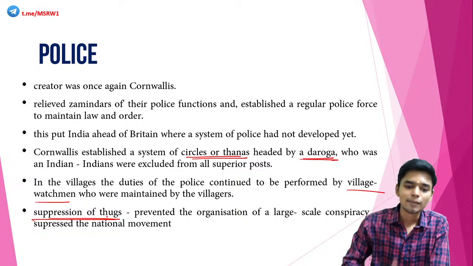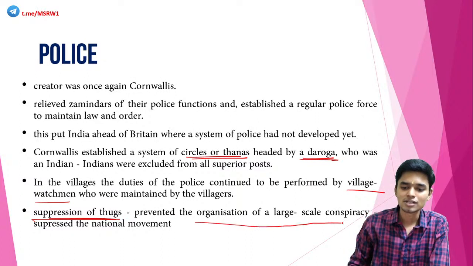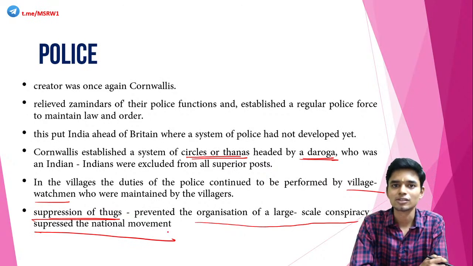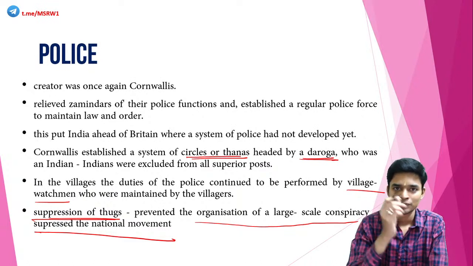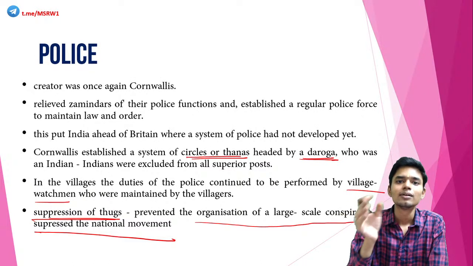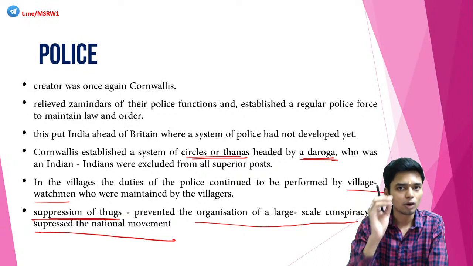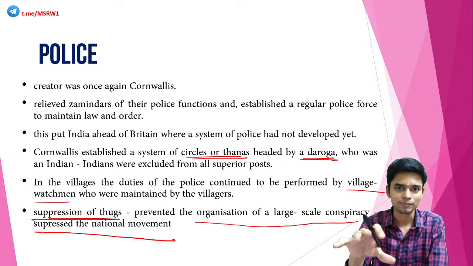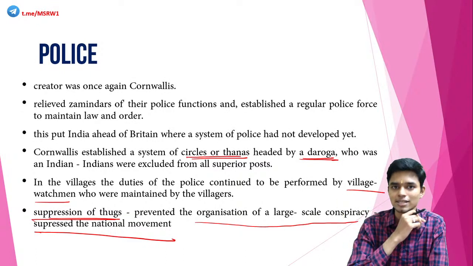Okay, similarly, it prevented the organization of large-scale conspiracy against the British. Similarly, later on, during the time of the national movement, police was used to suppress the national movement. So these were the three important functions of police in the British Raj. Number one, suppression of thugs. By suppressing thugs, the British made sure that there is law and order in the area, thereby smoothing the trade and travel in that region, thereby benefiting the English East India Company.